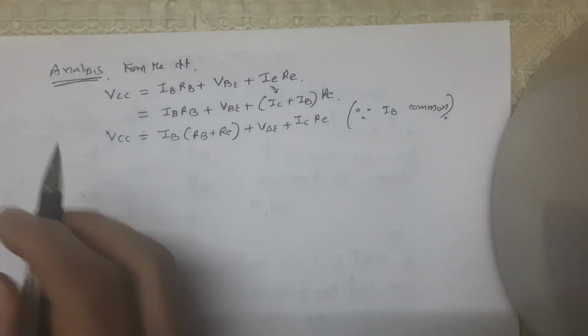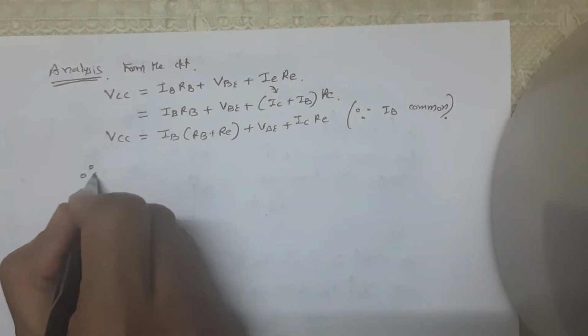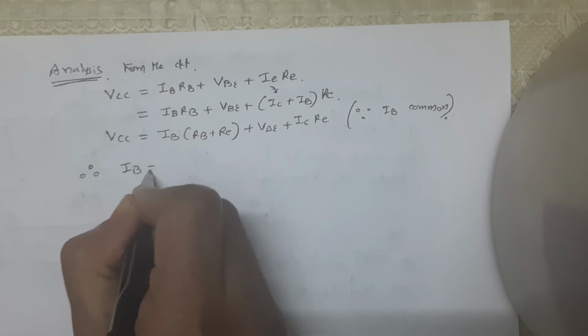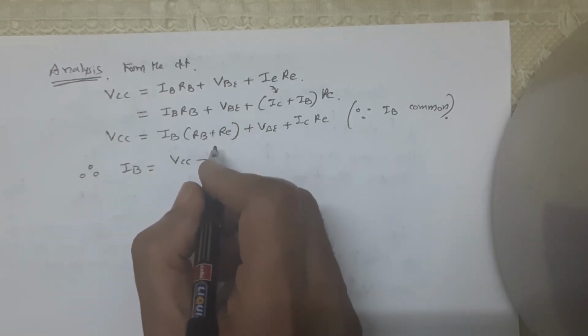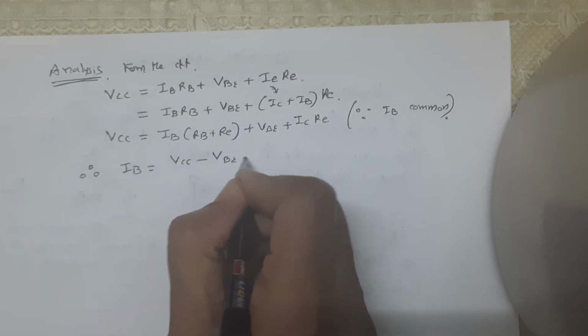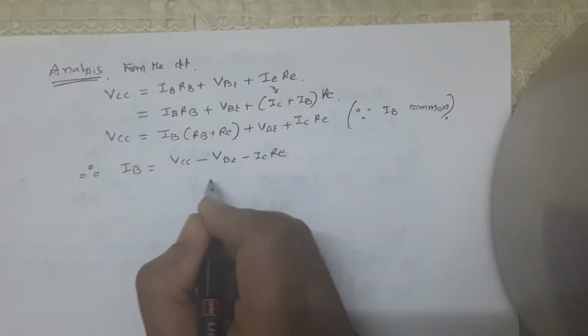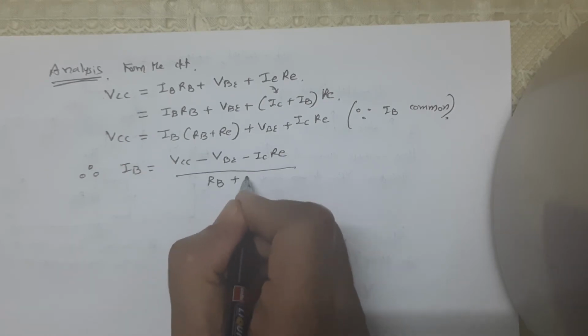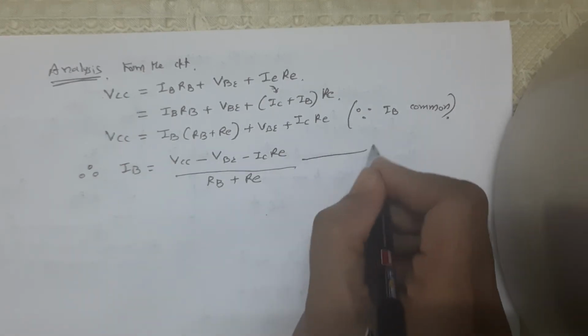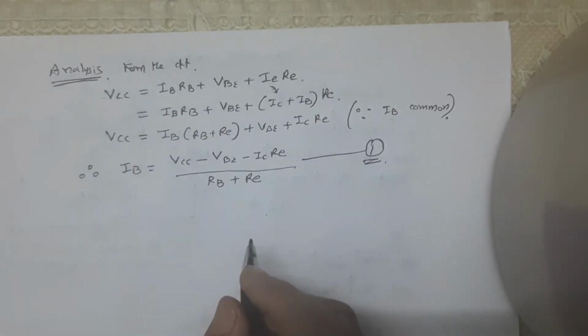Therefore, we get the final equation: IB is equal to (VCC minus VBE minus ICRE) upon (RB plus RE). This is our first equation.